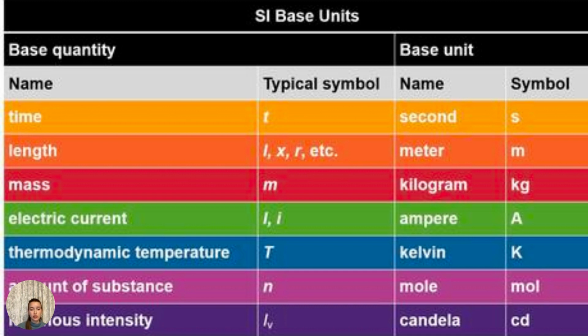Now, we usually use the first letter of the quantity as a symbol, so time has T because it starts with T, length usually is L, and then we have mass, M, and so on.